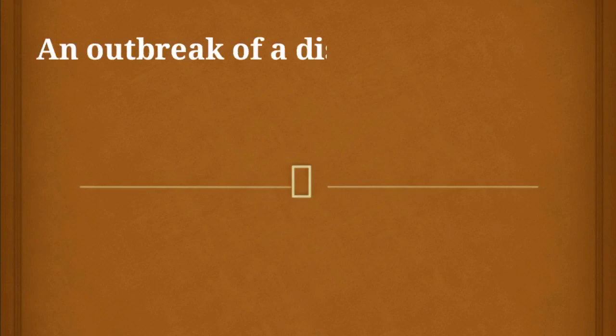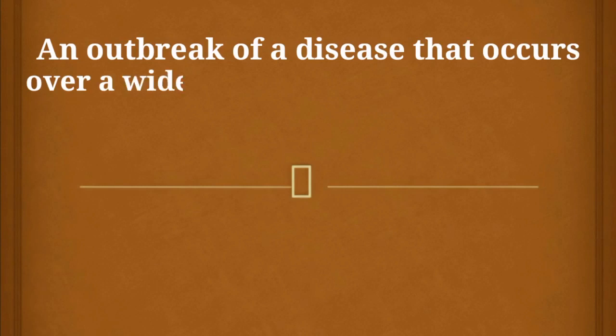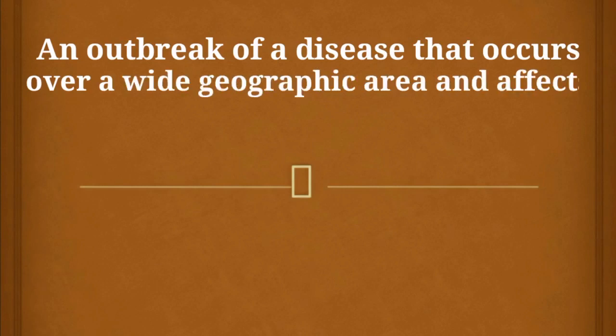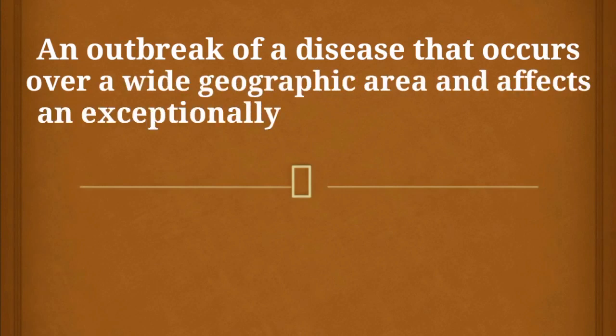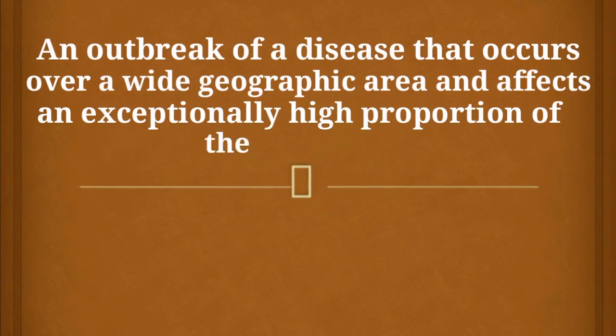This word means an outbreak of a disease that occurs over a wide geographic area and affects an exceptionally high proportion of the population. Again, an outbreak of a disease that occurs over a wide geographic area and affects an exceptionally high proportion of the population. What is the word?